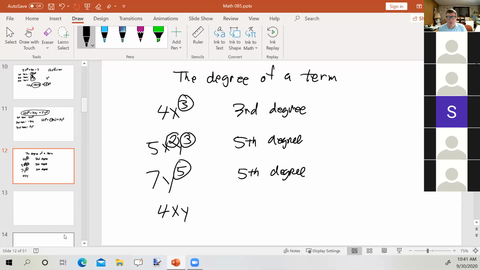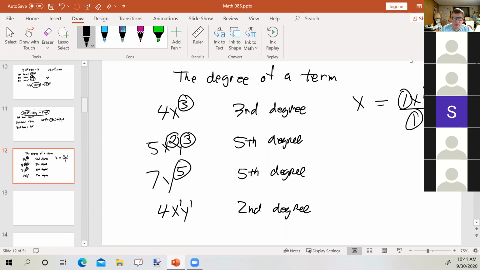4xy? Well, what is the exponent on the x? If you've got 1x, there's an implied 1 as an exponent. If you've got 1y, there's an implied 1 as an exponent. So this would be 2nd degree, okay? So x is equal to 1 times x to the 1 power all over 1. So its coefficient is an implied 1, its denominator is an implied 1, and its exponent is an implied 1. Any questions on that?